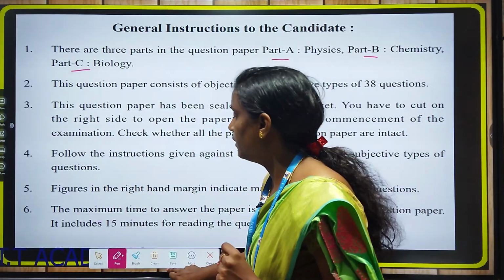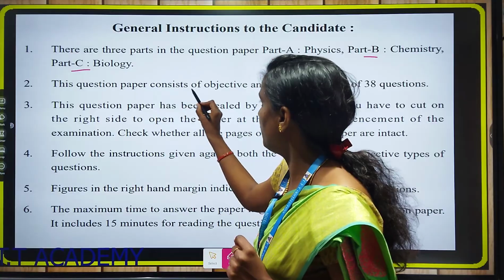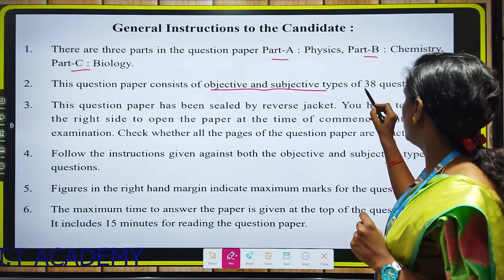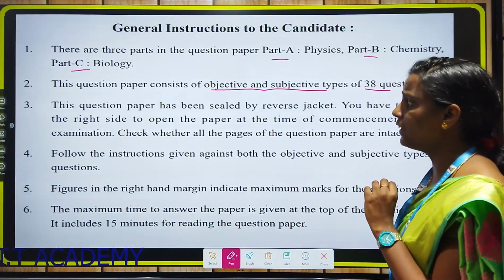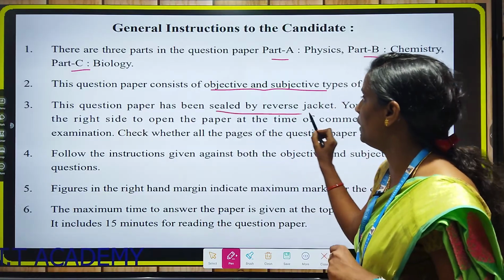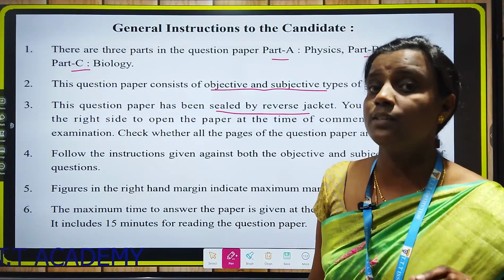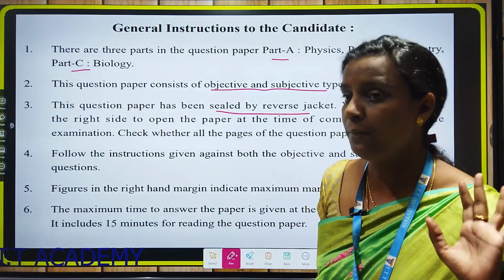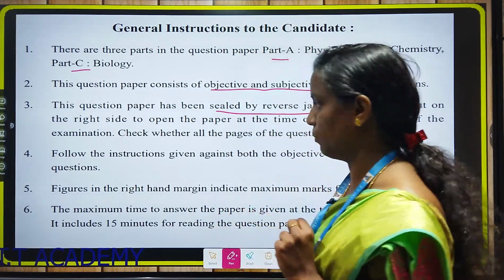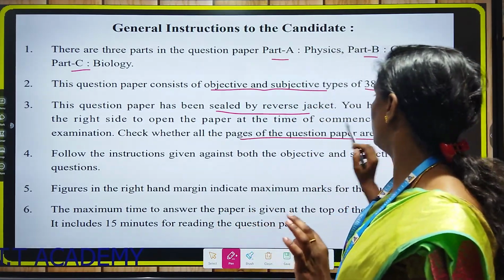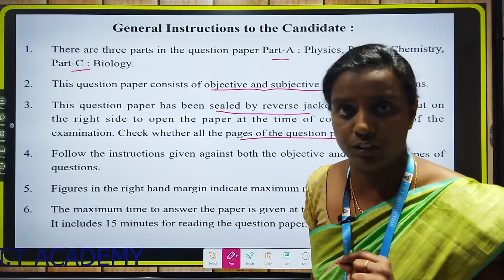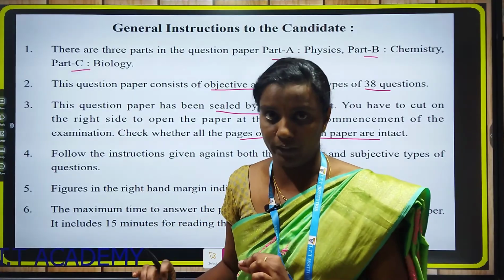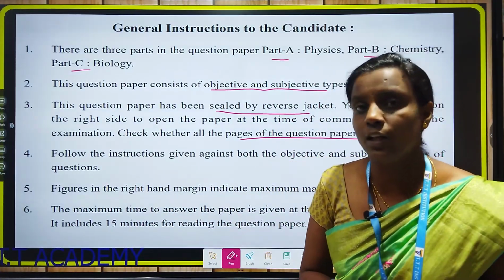And see children, this year the question paper will consist of both objective and subjective types, with a total of 38 questions. And they have told that this question paper will be sealed by a reverse jacket. So, once the invigilator tells you to open the question paper, till then don't touch it. Once you open it, check whether all the pages contain the questions, whether all questions have correct question numbers and whether it has been printed properly. If not, you have to inform the respective person on the spot.